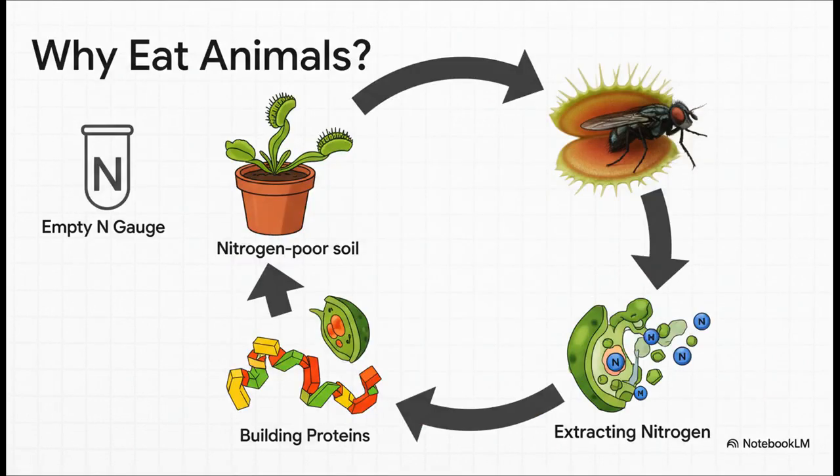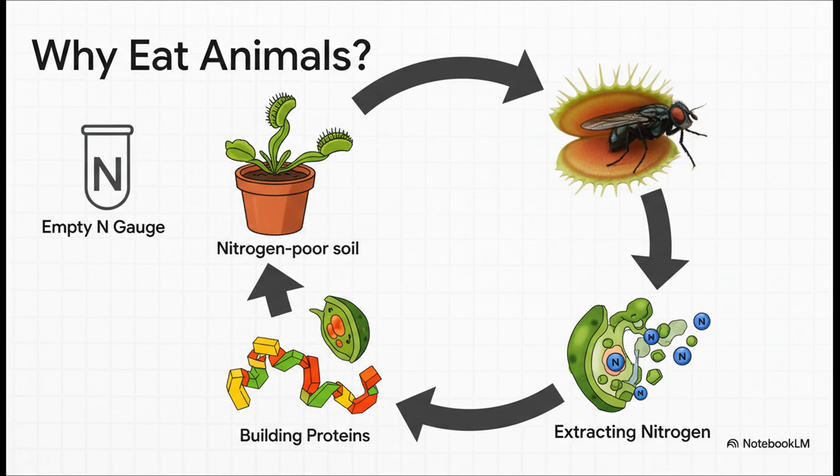So why would a plant go to all this trouble? Well, it's because the soil where it lives is terrible. It has almost no nitrogen in it. And nitrogen is an absolutely critical building block for making essential molecules like proteins. So the plant evolved a clever workaround: get its nitrogen from animals.